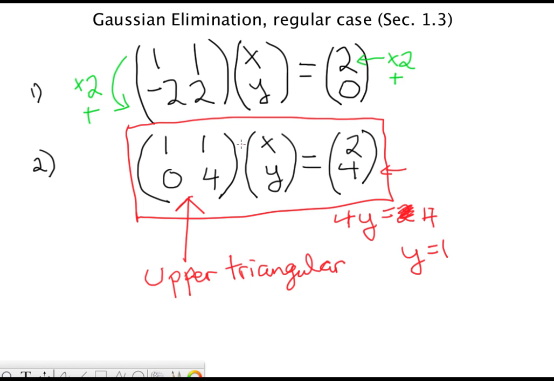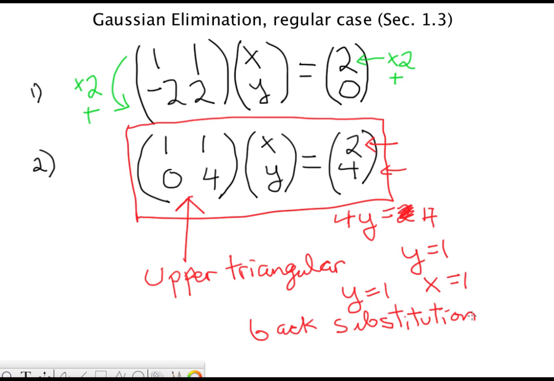And then we just go back up to the next row. And since we already knew y, we plug in y is equal to 1 to get x is equal to 1. And that process is what's called back substitution. Okay, and Gaussian elimination is basically just trying to put any matrix into this form and then solving it by back substitution.